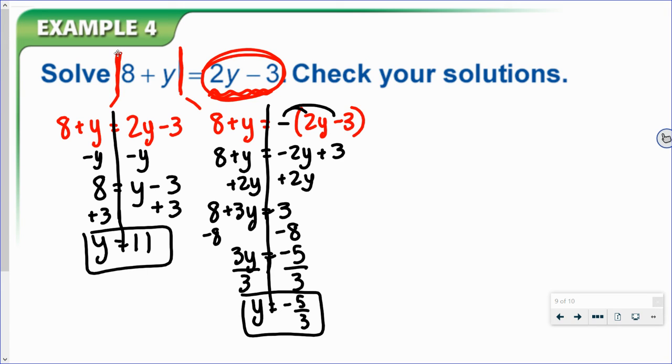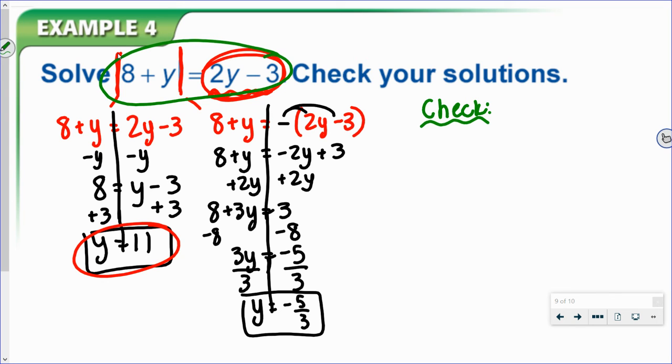Okay, so we got two answers, which happens a lot in these. Let's go ahead and check our solutions here. I'm going to start with the 11, the one I got right here. I'm going back and checking them in the original equation. So I have the absolute value of 8 plus y equals 2y minus 3, and we are checking 11 first for y.